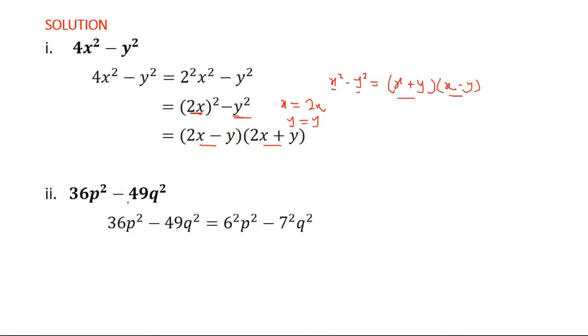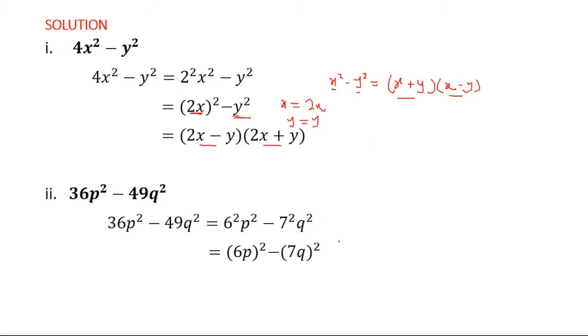We have come to see that 36 can also be written as 6 squared, because 6 times 6 is 36. 49 can also be written as 7 squared, because 7 times 7 is 49. Now 6 squared p squared can be written as (6p) all squared, and 7 squared q squared can be written as (7q) all squared.